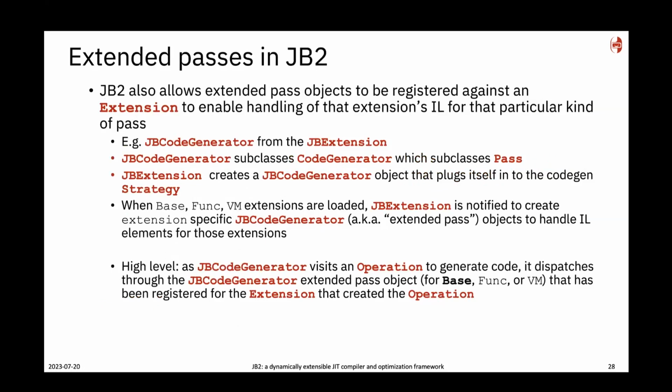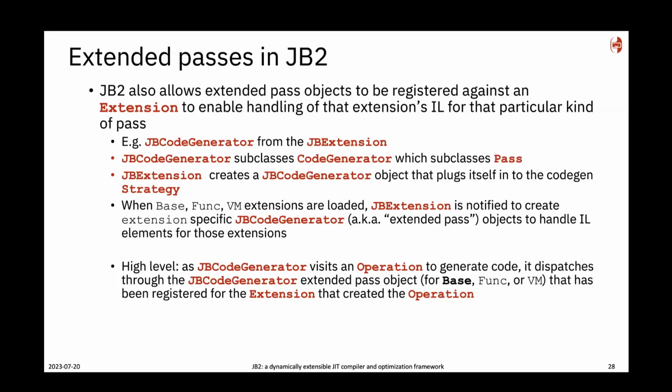Another notion of dynamic extension is extended passes and how the code generator objects work for the JB extension. When the JB extension gets loaded, it basically has a model of delegating the handling of IL components to the extension that introduces that IL component. Similarly to when you're building IL, you have to call to the extension object to say it's the base extension that knows how to create an add operation.